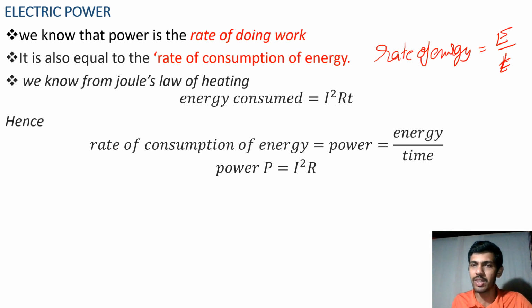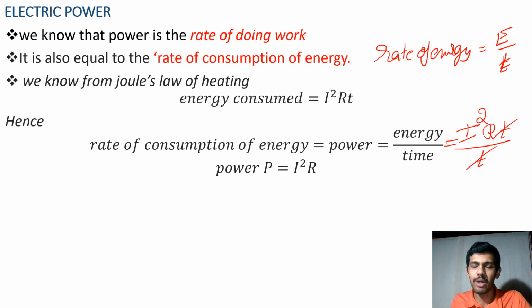In this equation, energy from Joule's law of heating is I square R into T, divided by time. Time means T, so time gets cancelled. At that time, I end up getting the formula I square R. That is, power P is equal to I square R.